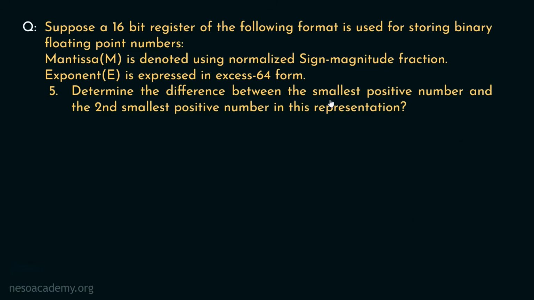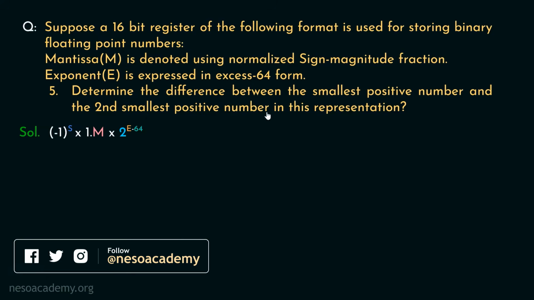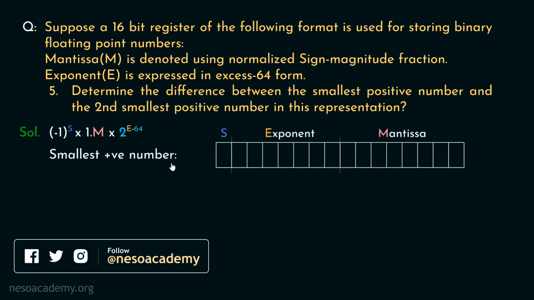Determine the difference between the smallest positive number and the second smallest positive number in this representation. So let's try to solve it. Now this is going to be the formula which we will use to determine the values of the smallest positive number and the second smallest positive number. So let's begin with the smallest positive number first.